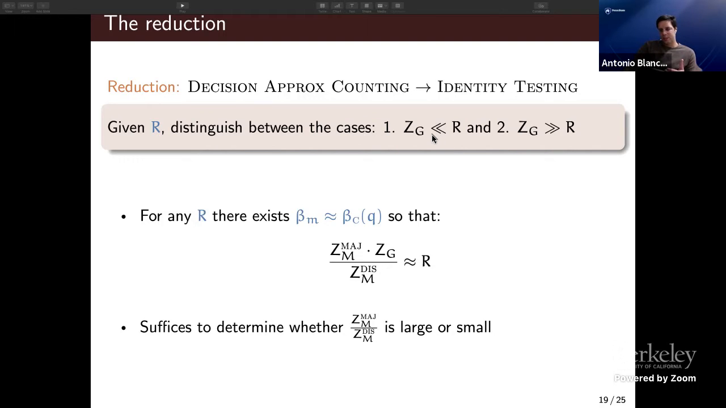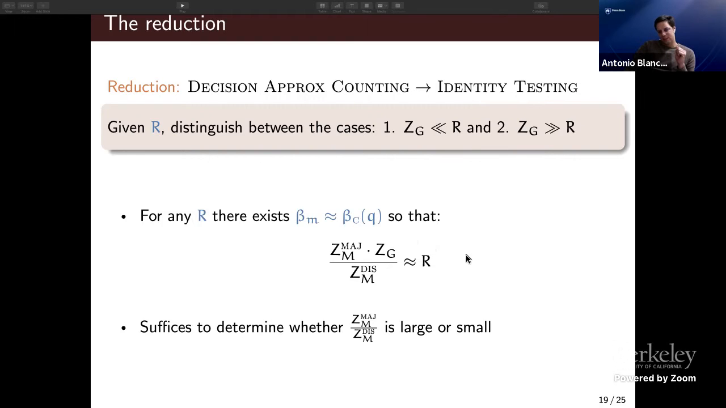But essentially, it suffices to distinguish between these two cases: whether the partition function of G, the hard instance, is much smaller than R or much larger than R. If we can distinguish between these two cases, that's enough to solve the original approximate counting problem. So it's enough to do a reduction from this version of the problem to identity testing.